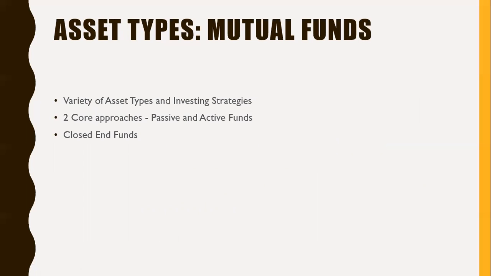With mutual funds, there are a variety of asset types and investing strategies. There are two core approaches, passive and active funds. And then another type of mutual fund is a closed-end fund. It's a little different than your mutual funds because it has a set number of securities within it, if I'm not mistaken. That's why it's called closed-end.